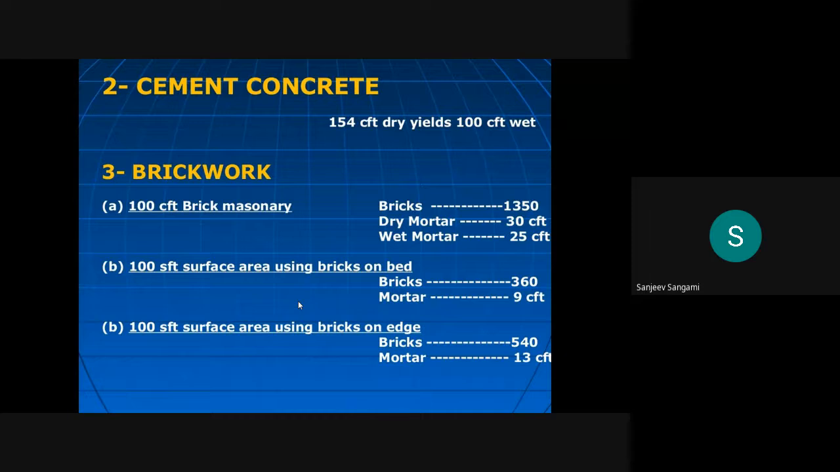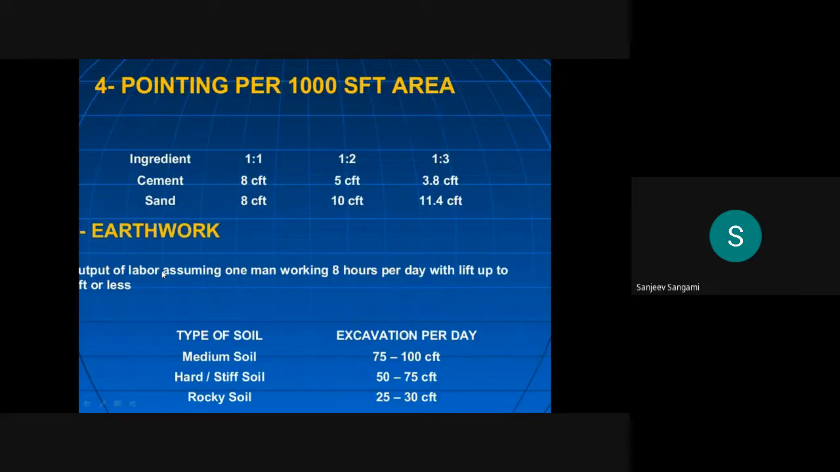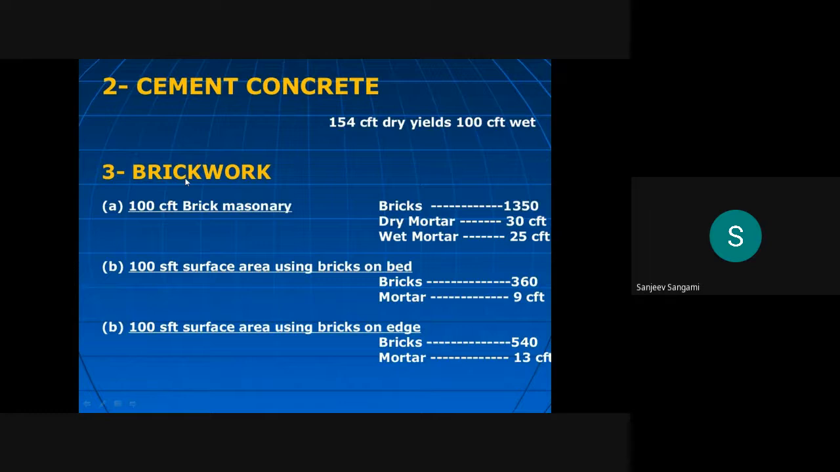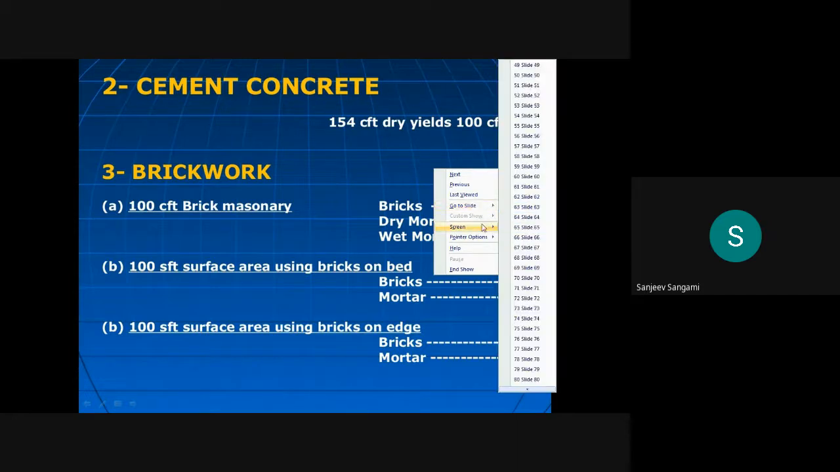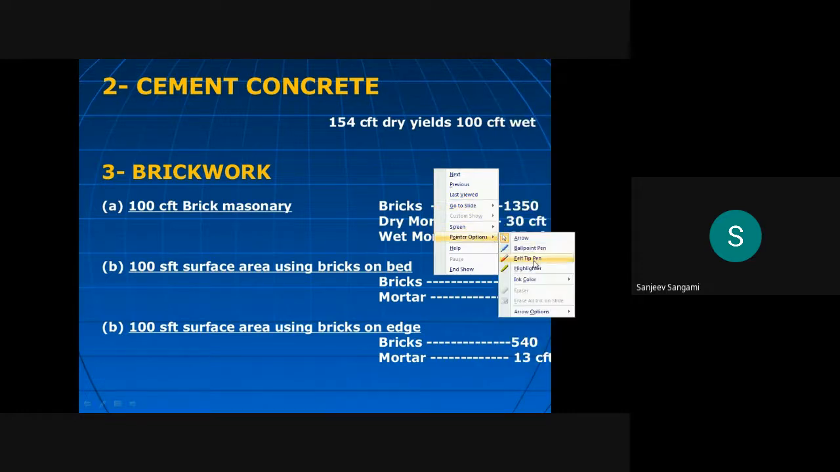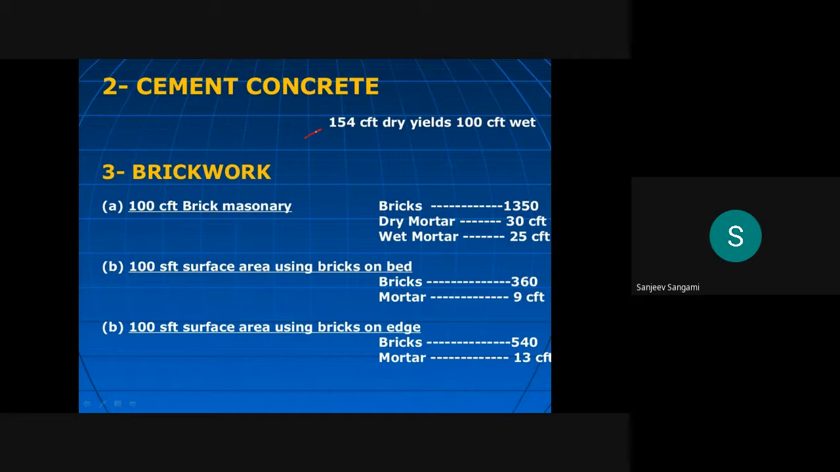Normally, the cement concrete relation is 154 cubic feet of dry cement concrete, CC. That will weigh 100 CFT of wet. Why I'm giving this relation is that these are very important from the examination point of view, or sometimes when you're solving problems, these are definitely going to help. So this is the first one.